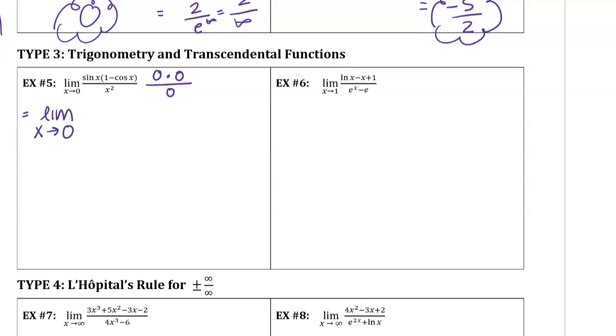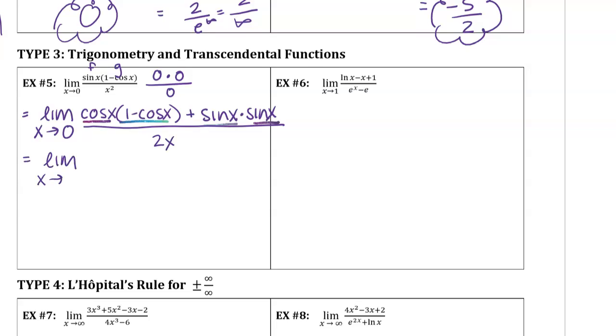Limit as x approaches 0. Excuse me, we're not doing h's. So we'll take the derivative. Product rule on the top. The derivative of sine, which is cosine x, times 1 minus cosine x, plus the derivative of 1 minus cosine x. 1 goes to 0. The derivative of negative cosine is a positive sine, times sine x. So this was f prime g plus g prime f. And then the derivative of the denominator, the derivative of x squared, is 2x.